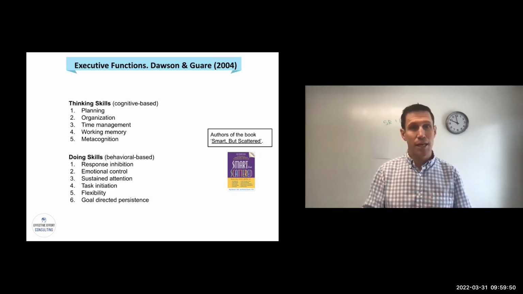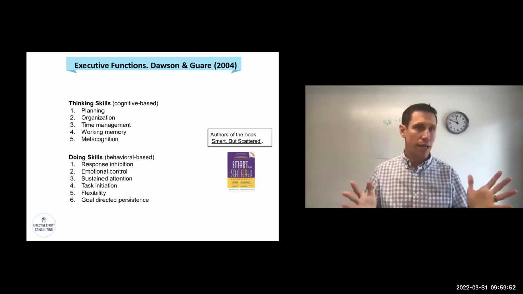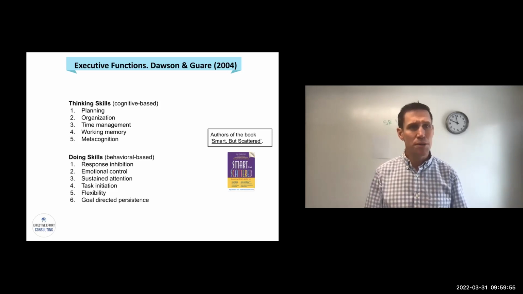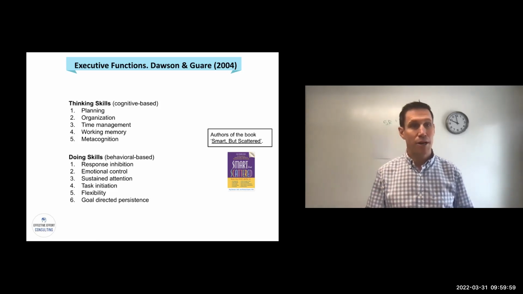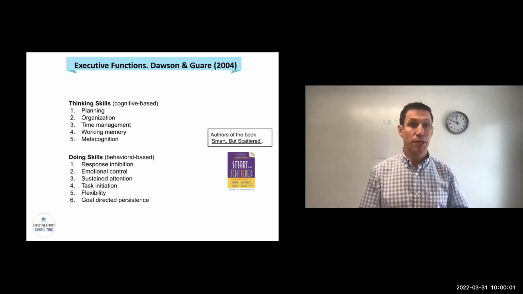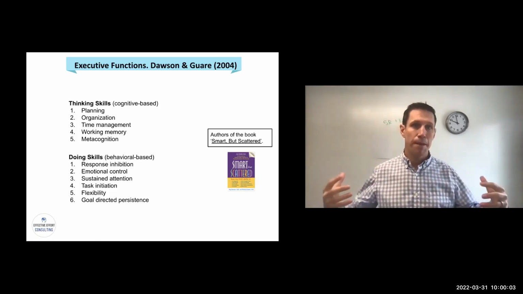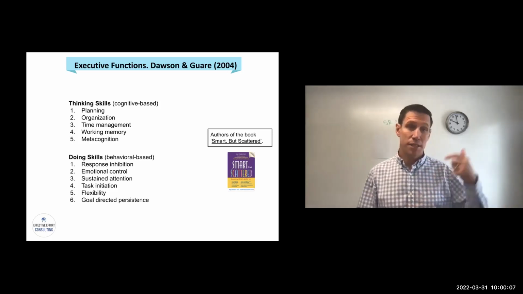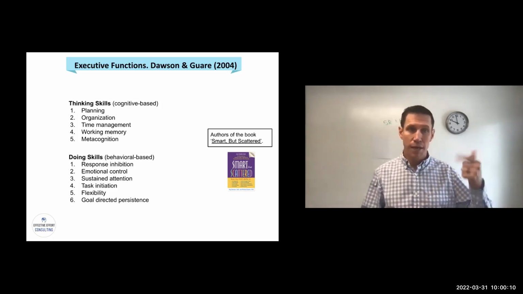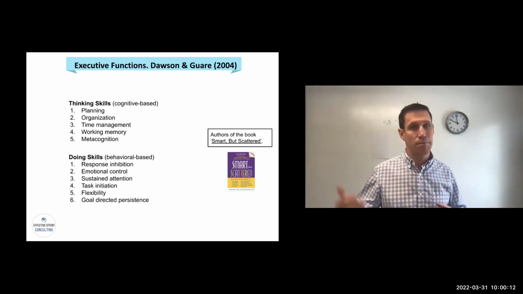Smart but Scattered is one of their tried and true resources, and maybe something that, as a future reference, we geek out on as well, chapter by chapter, as we build this out as a team. But I love how they looked at this in 2 categories. They look at this as thinking skills, cognitive based, right? And then doing skills, action, behavior.